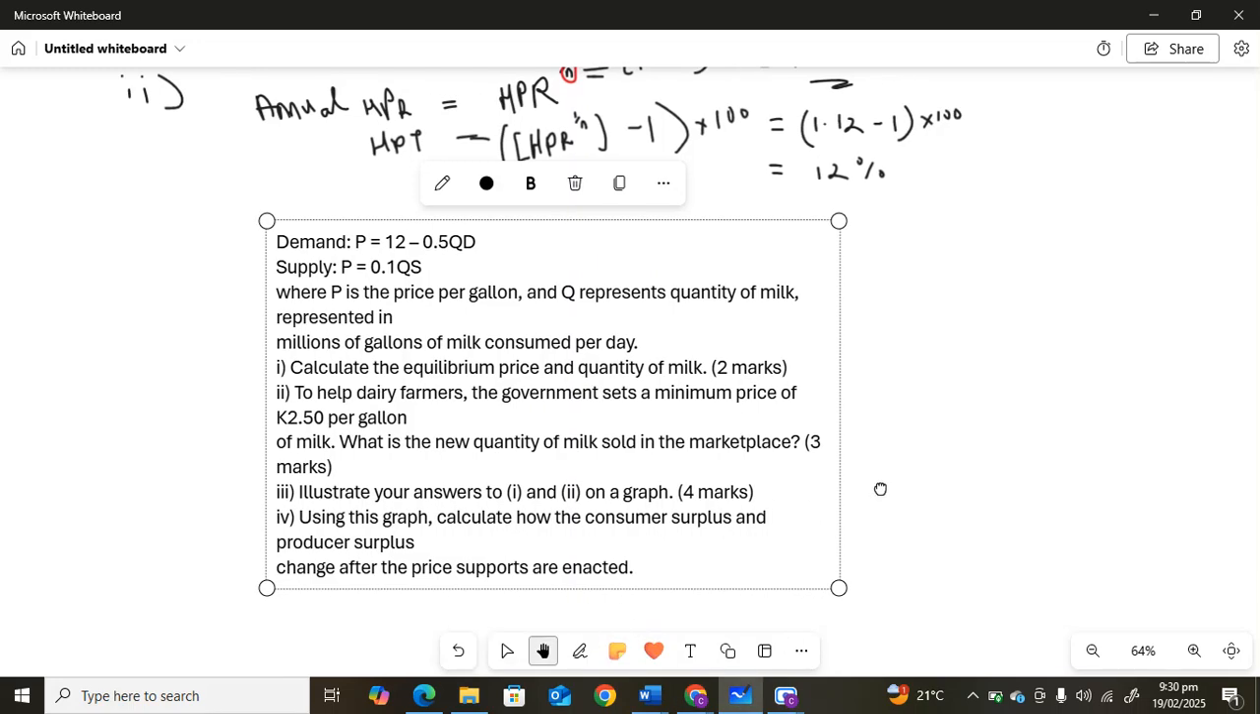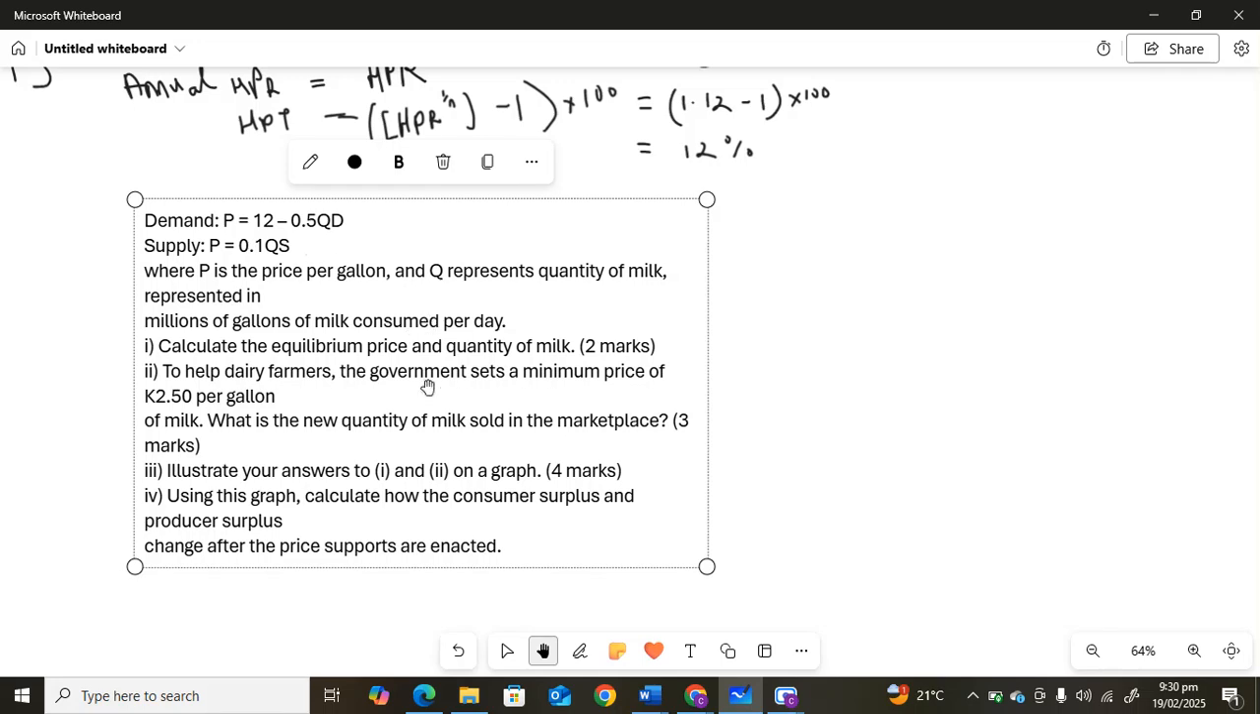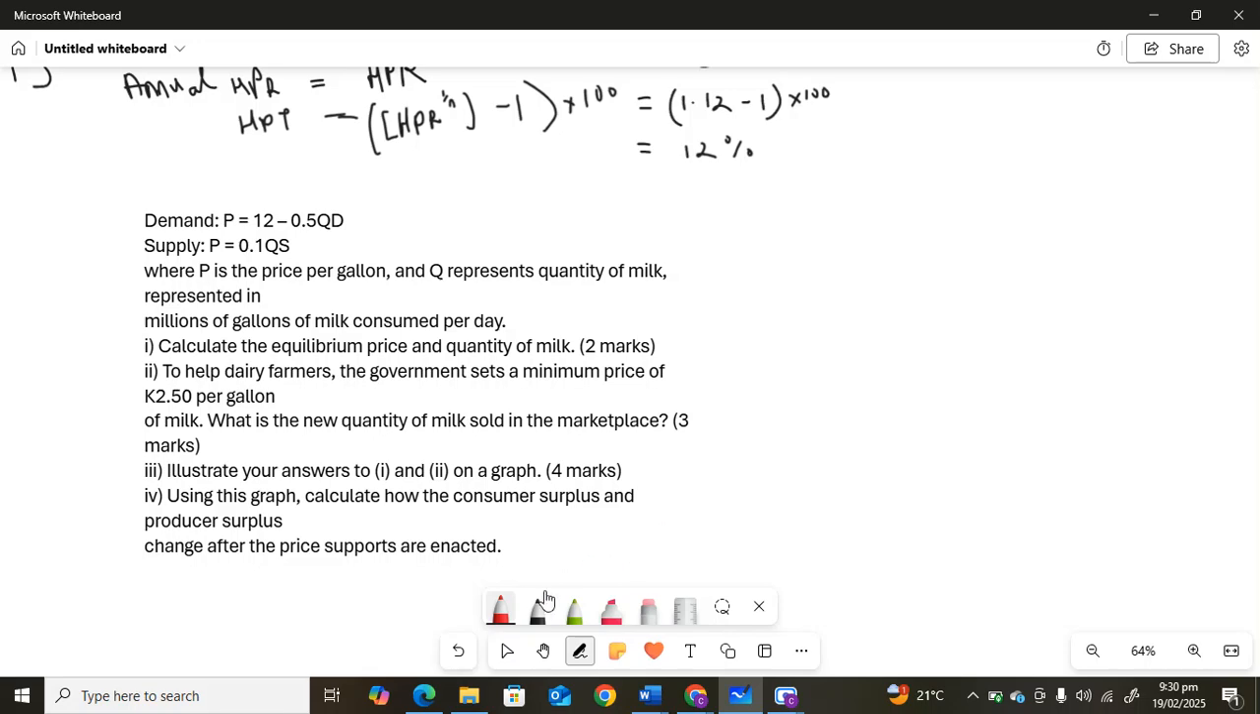So we just equate the demand function and the supply function. Okay. So we're going to say 12 minus 0.5 Q. Now at equilibrium, QD and QS are the same, so just leave it as Q here, because at equilibrium, quantity demanded is equal to quantity supplied. Equals 0.1 Q.